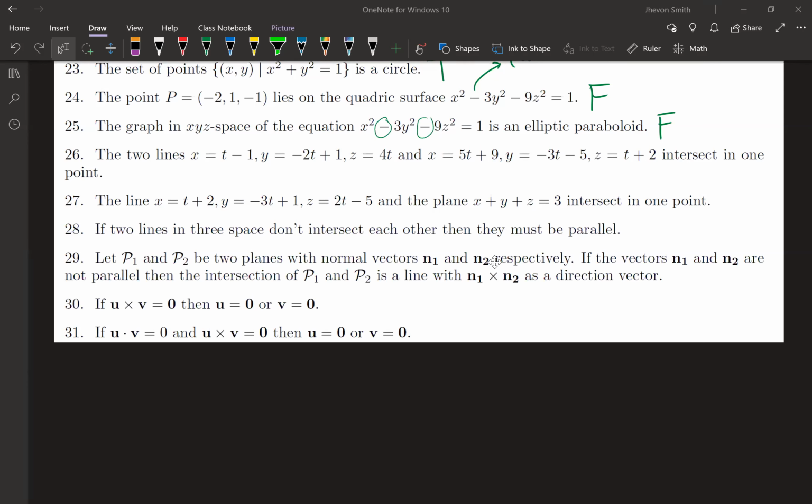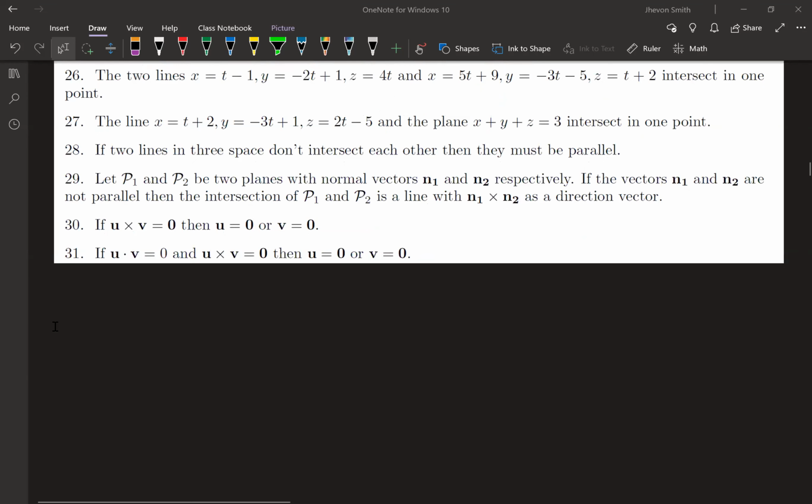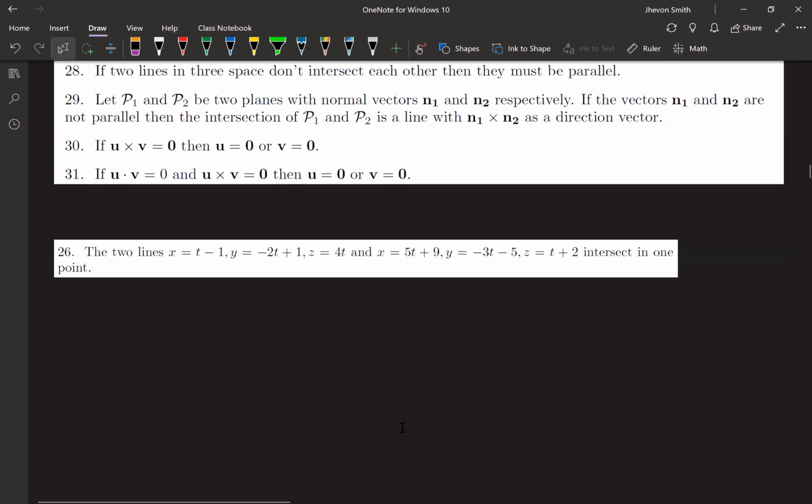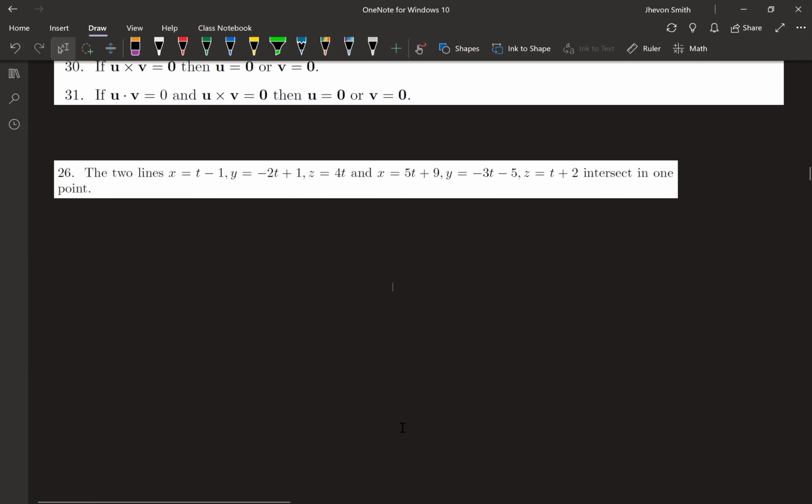Okay, let's stop there. 67% believe that it is true. They do intersect in one point. 33% believe that is false. Let's actually look at what that would look like. Those two lines, do they intersect or not? Well, you would actually set up the equations, and I would use a different variable for the parameter in one of them. Let's use like s.